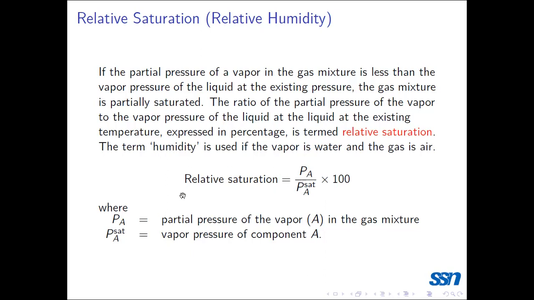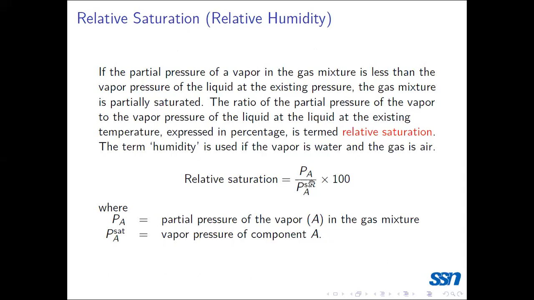Why this maximum amount is proportional to the vapor pressure, all that you will study in your thermodynamics, possibly in your fifth semester, how this formula comes about. Now you can simply take this formula for granted. Relative saturation refers simply to the partial pressure of water vapor to the vapor pressure of water.